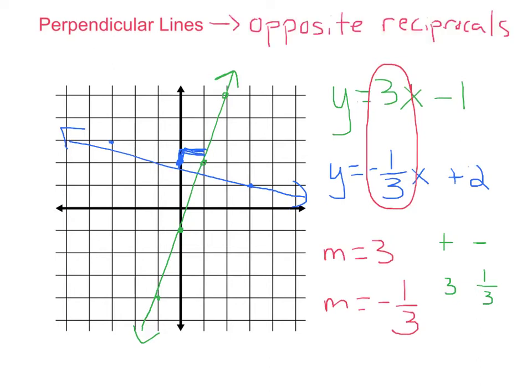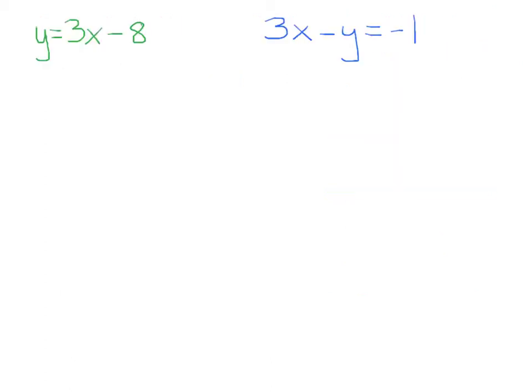So the relationship is if you have two linear equations in which the slopes are opposite reciprocals, they will be perpendicular, meaning one positive and one negative, and then the two numbers are reciprocals. Now here I have two examples of a linear equation, and we need to determine if the two lines are parallel, if they are perpendicular, or if they are neither parallel or perpendicular.